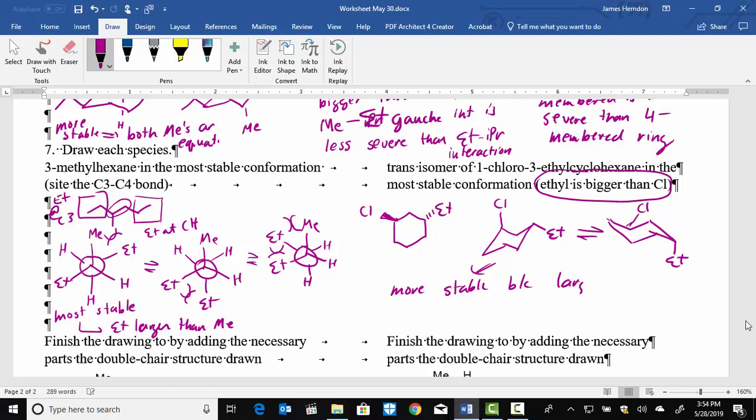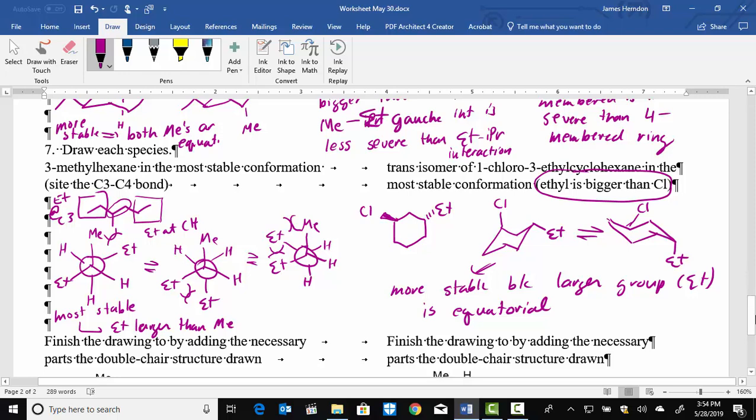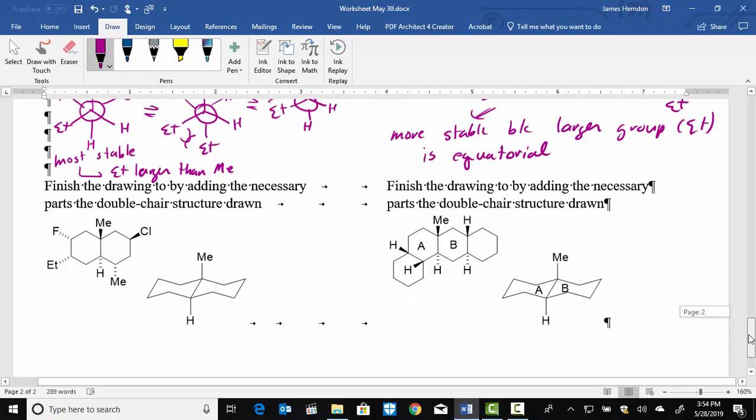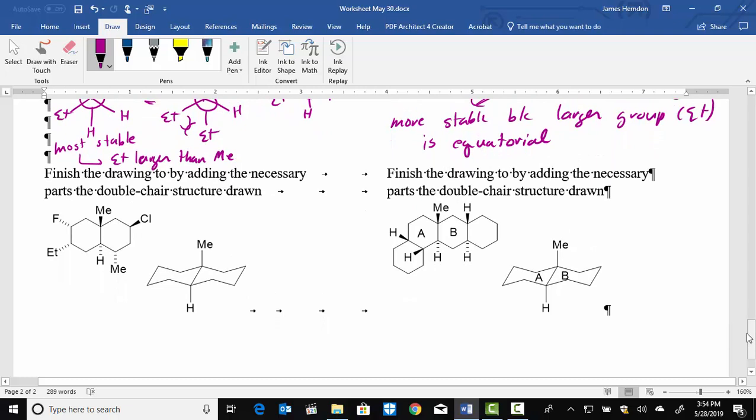Because the larger group, ethyl, is equatorial. Okay, all right, and in this last one, we're going to just finish out the chair structure in these conformationally very rigid molecules here. Okay, so here, let's just go ahead and put the substituents at the places where they're needed.